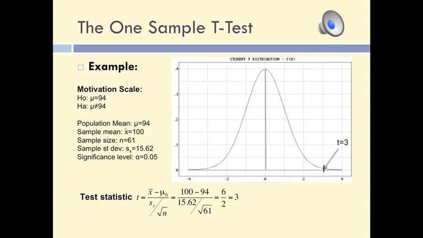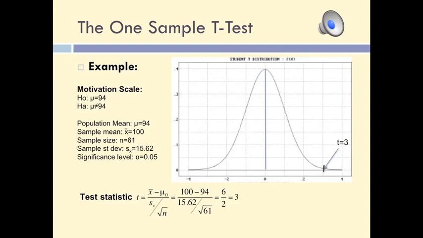The first thing that we should do is to collect a sample, which in this case has 61 individuals, and then we compute the mean for our sample, which is 100. Because we don't know the population standard deviation, we have to conduct a t-test instead of a z-test, and use the sample standard deviation, which is 15.62. We also have to specify from the very beginning the value of alpha, our significance level, which is 0.05.